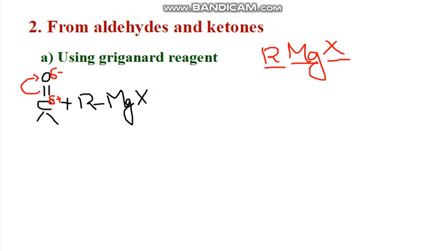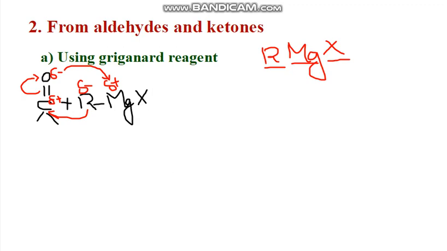Then in Grignard reagent, we know magnesium is a metal, isn't it? So it will always be positive charge. So here the alkyl group has the negative charge. That is the important thing. In Grignard reagent, the alkyl group has the negative charge. So this alkyl group will shift towards this positive carbon, and this MgX part will go to this oxygen.